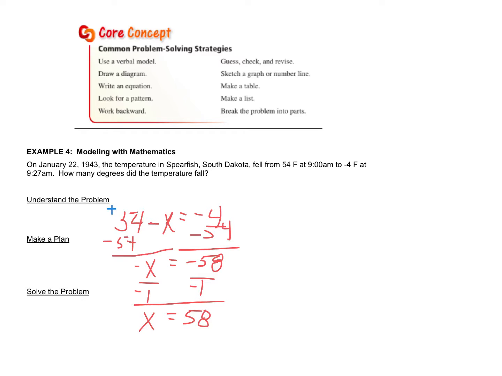So that would tell me that the temp went down 58 degrees. And we need to make sure that we have that 58 degrees label. Okay? So that's just another way of kind of getting some examples of how to set up some of these word problems.